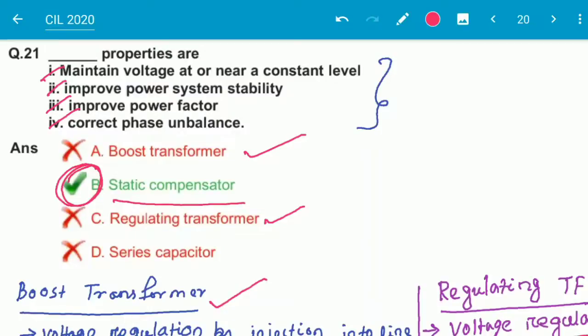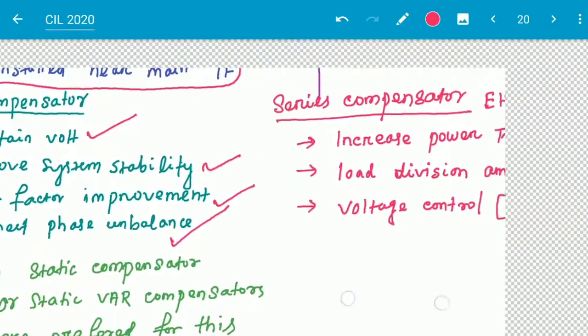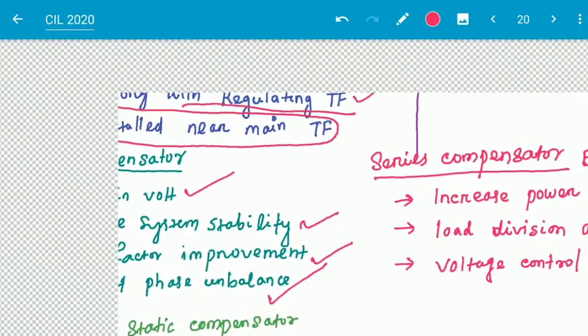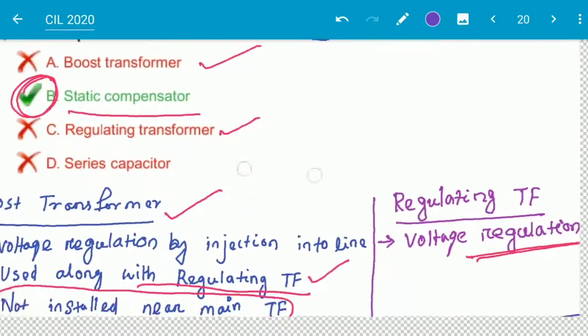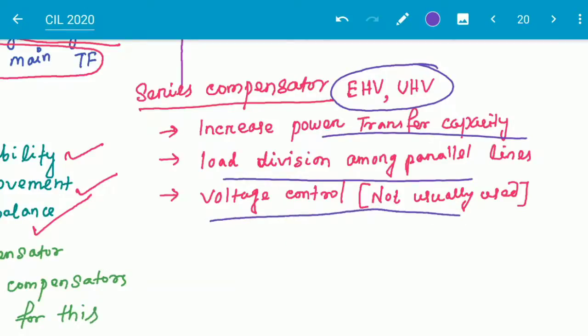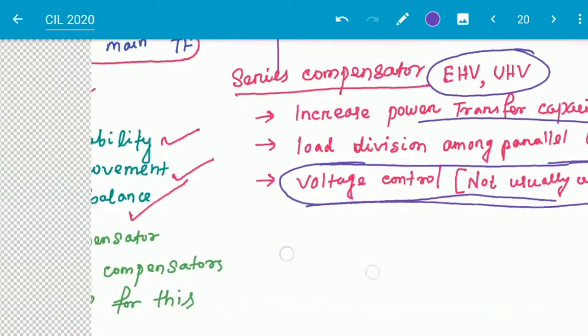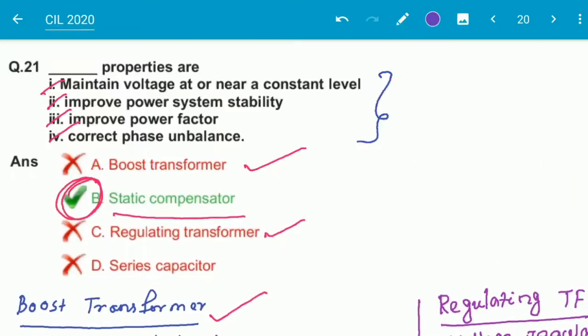Let's look at the properties of the series capacitor, the remaining one. What does a series capacitor do? It is generally used in EHV, extra high voltage or ultra high voltage lines, to increase power transmission capability, divide load among parallel lines, and for voltage control. Generally, for voltage control, it is not used now. Hence static compensator is the proper answer for this question.